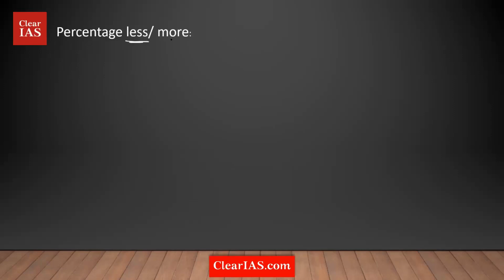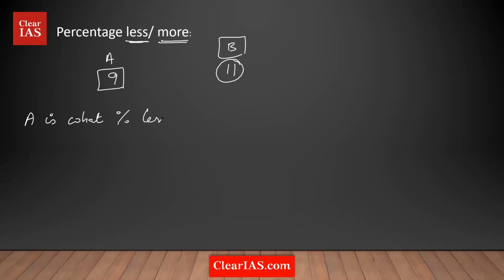Next is percentage less and more. Let's say there are 2 values. This is the value of A, and you have the value of B is equal to 11. In your question, these values could be the salary of a person this month, and B would be the salary of the neighbor. It could be any value, but the basic concept is that you're comparing 2 quantities. Percentage less and more. My question here is, A is what percentage less than B? That's the first question. The second question is, B is what percentage more than A?